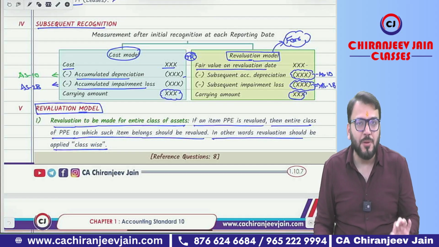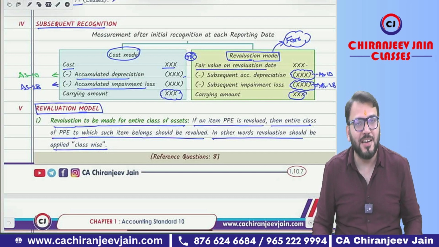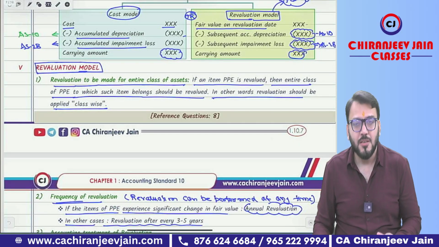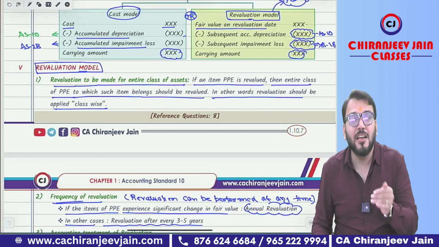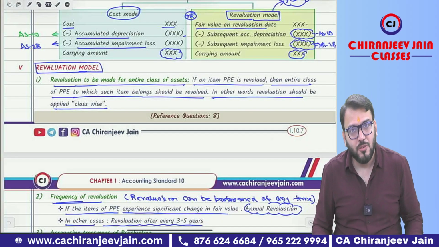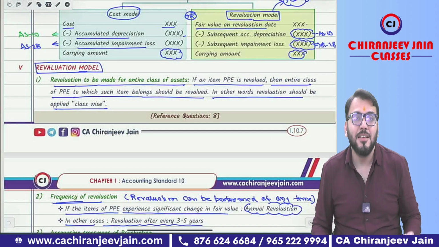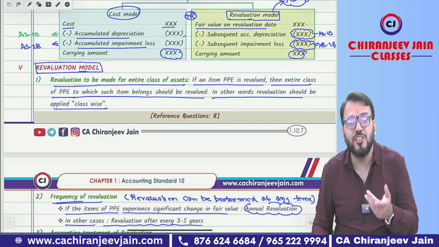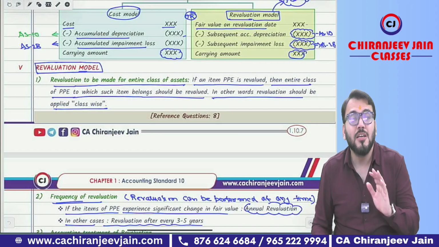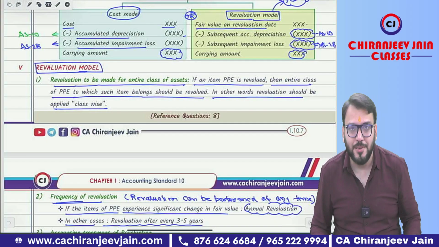Then I say that about impairment loss, detailed discussion will be done under AS20. However, depreciation will be covered under AS10 only. Now this option is given to the entity class wise, not item wise. Now whenever there is a revaluation model, when to perform that revaluation? What AS10 says is that if any item of PPE experiences significant changes in the fair value, then do annual revaluation, otherwise revaluation after every 3 to 5 years.